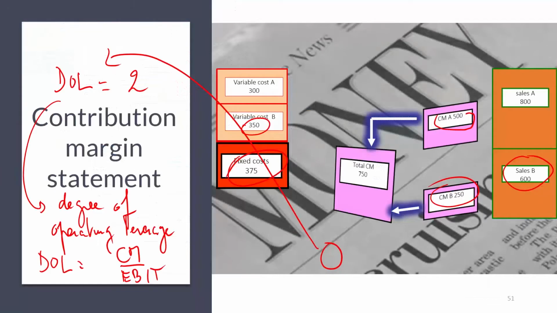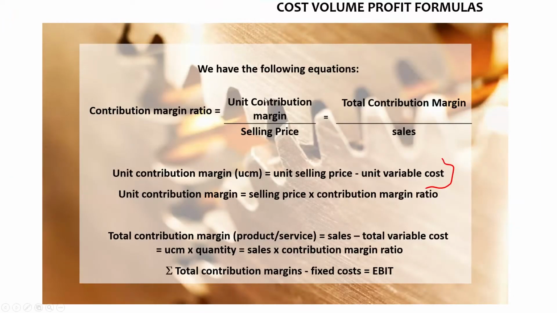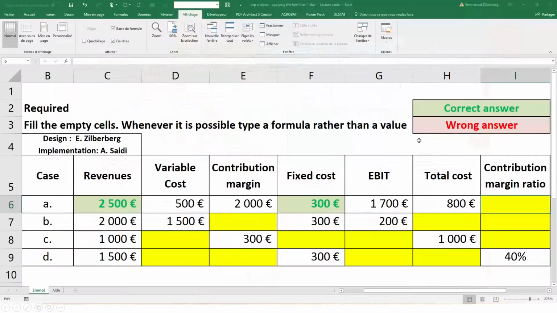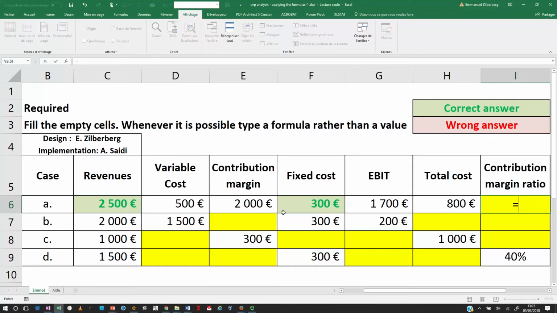And then the contribution margin ratio. The contribution margin ratio, you remember that the contribution margin ratio is total contribution margin over sales. So if I go here, I take the total contribution margin, I divide over revenues, and I get 80%.